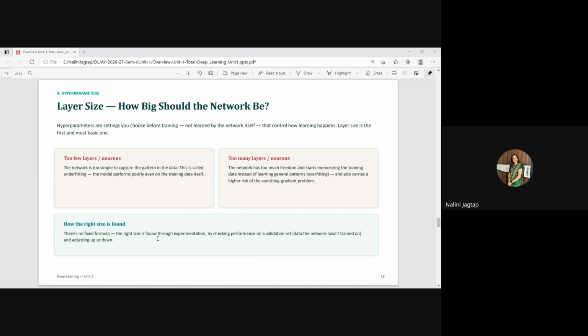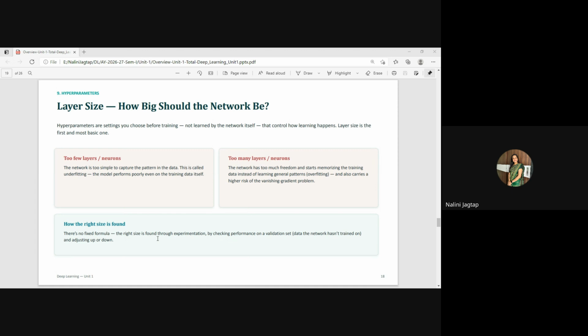The first and most structural of these is simply how large the network should be. That is one of the hyperparameters. Choose too few layers or too few neurons per layer, and the network ends up structurally too simple to capture whatever genuine pattern exists in the underlying data, a failure mode called underfitting.